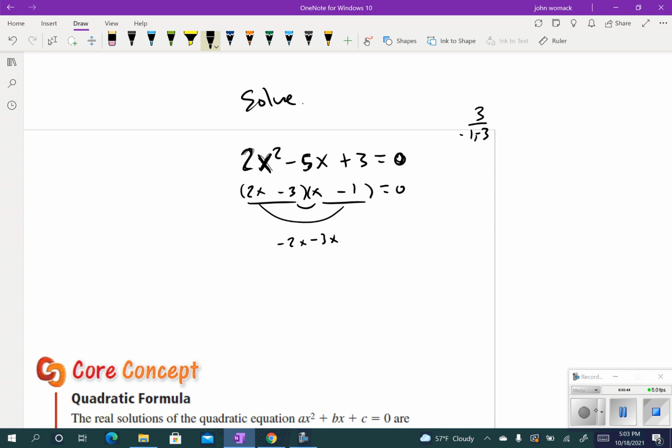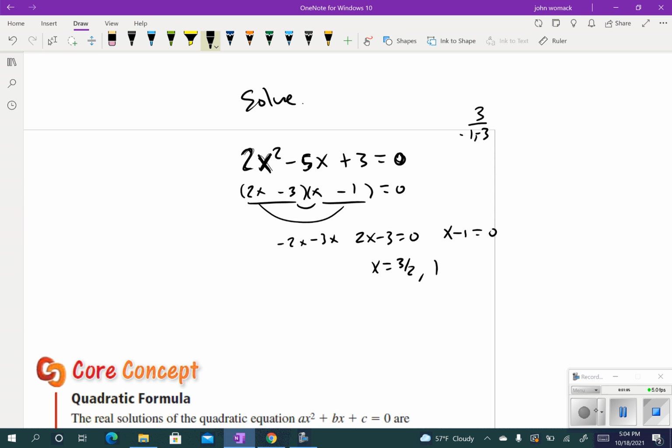That's minus 3x. That gives me negative 5x. I set them equal to 0. 2x minus 3 equals 0. x minus 1 equals 0. We solve them both, so my answer is 3 halves and 1. So we've solved equations like this by factoring. We could also complete the square. This one wouldn't be very easy to complete the square with because we'd have to divide by the 2 and we'd end up with a bunch of fractions.